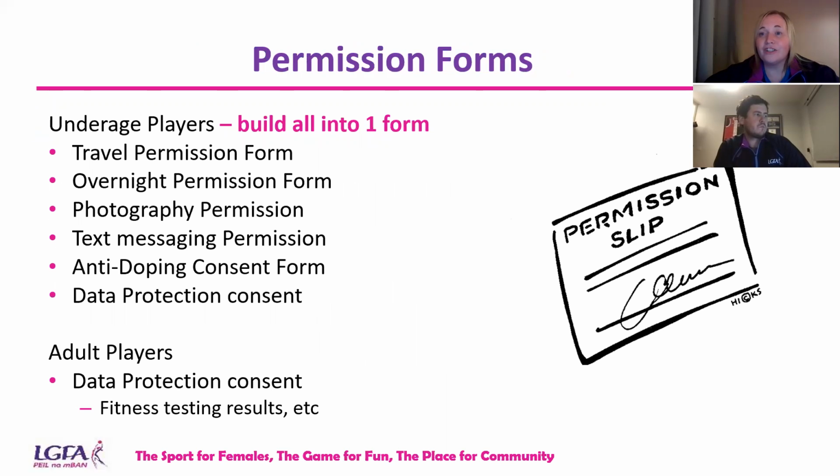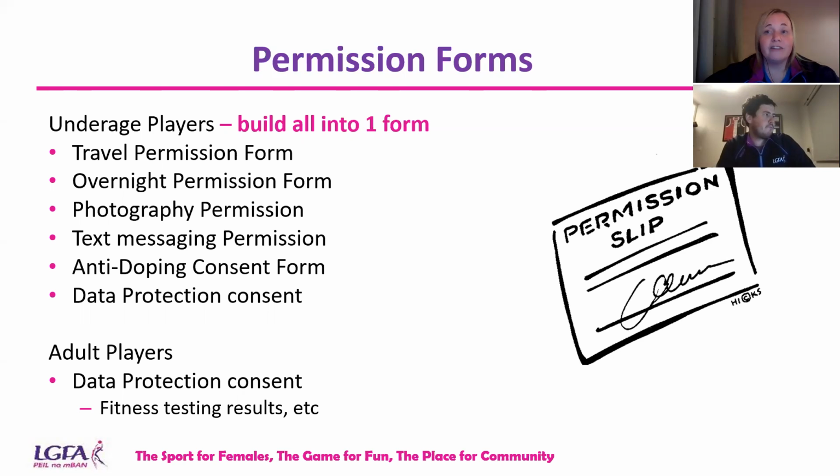Permission forms is the other thing that you need to make sure is signed. So for underage players, you can build it all into one form to make it easier: travel permission form, overnights if they were needed, photography, text messaging, anti-doping consent form. So if you have an underage player on an adult team, if they're at a championship game, they do not need a parent there.